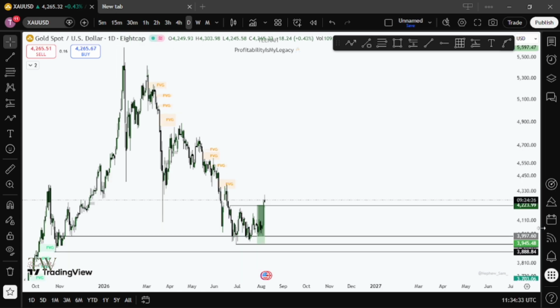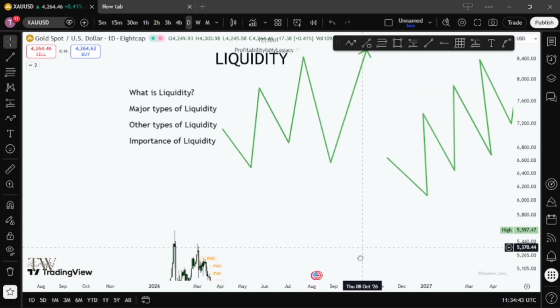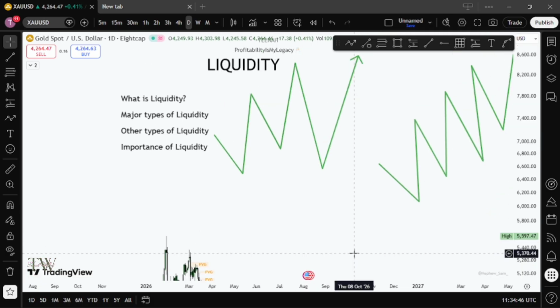The external liquidities are located at major swing points. Internal liquidities are found within the current market range or market structure. Then price often seeks liquidity before making its next significant move.